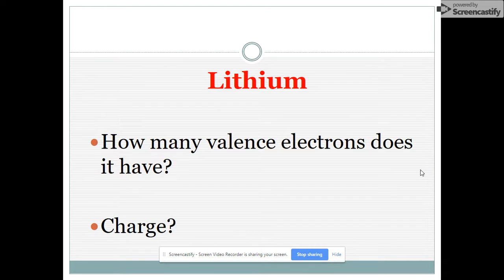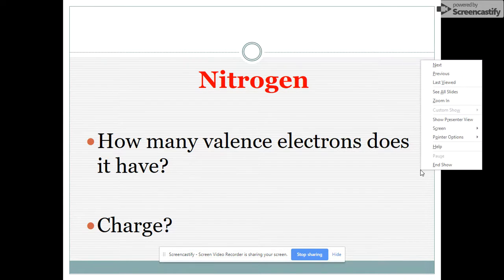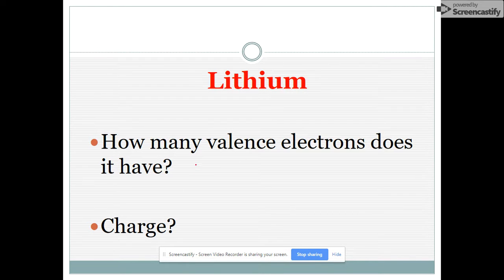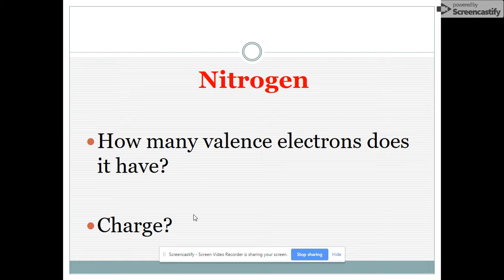So if we do an example, if we think about lithium, how many valence electrons does it have and what would the charge be? Lithium's in group 1. It would have 1 valence electron. It will lose that electron to have a charge of +1. Whoops. Let me go back. If we look at nitrogen, nitrogen's in group 5. It has 5 valence electrons. In order to get 8, it's going to bring in 3 additional electrons to have a charge of -3.